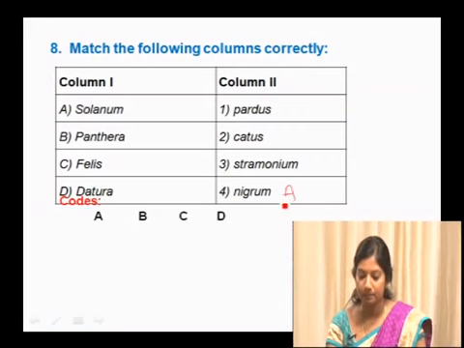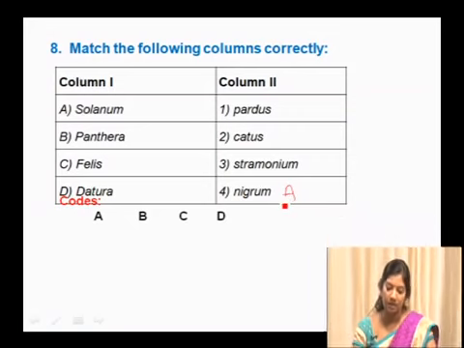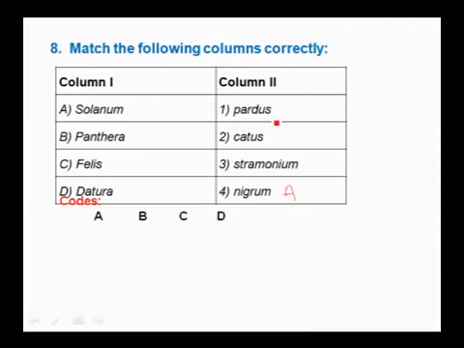Nigrum. Then Panthera, this is the genus name and the species name is Pardus. Panthera pardus is nothing but leopard. Then the next one is Felis. Felis catus is nothing but cat. Then Datura, Datura stramonium. So, this is how we have to match. Let us see the options. In the options, A should be matched with 4. So, you can see B and C are the 2 options which are available.